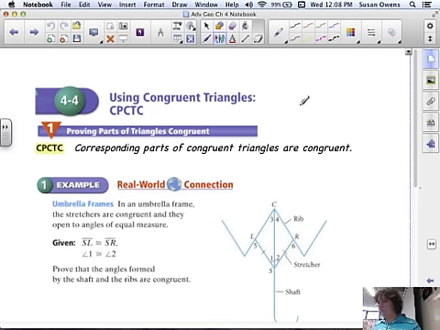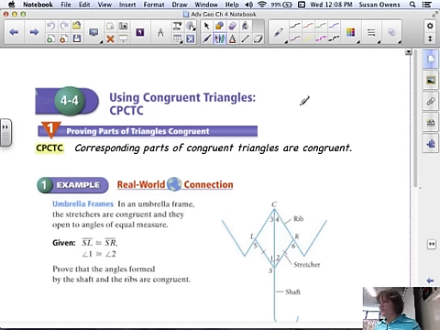Today's video is for Advanced Geometry, Chapter 4, Section 4, using congruent triangles. And what we're going to learn today is CP-CTC. So CP-CTC stands for corresponding parts of congruent triangles are congruent.